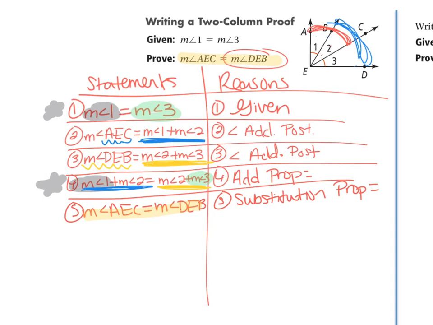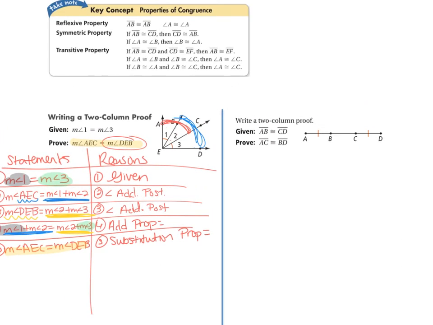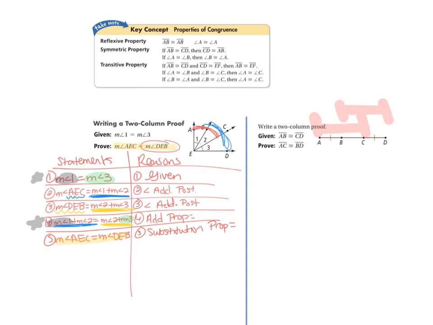I'm going to skip the last one because I don't want to make this video too long, but it's very similar. So it's AB is congruent to CD, just like angle 1 and angle 3 were congruent. And then we're supposed to prove that from A to C is congruent to angle B to D. So you set this up almost the exact way as you did the other one. It's just, instead of angles, you have segments.